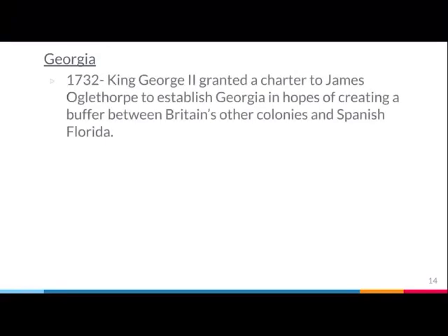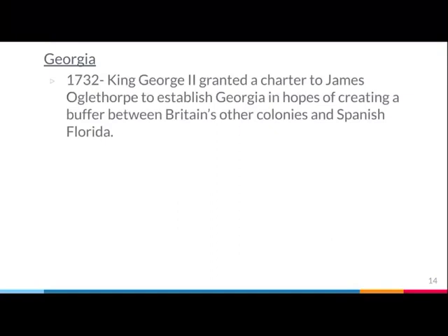Okay, our last southern colony, Georgia. Right there are 5 southern colonies. So Georgia started in about 1732. You have King George II granting a charter, again a document, to James Oglethorpe to establish Georgia in hopes of creating a buffer between Britain's other colonies and Spanish Florida. At this time, Spain still controlled Florida.